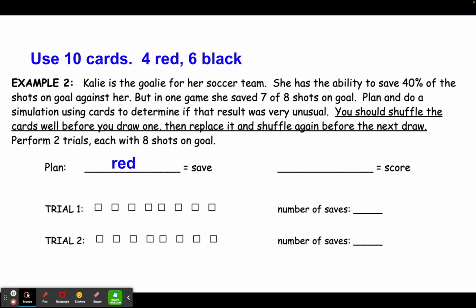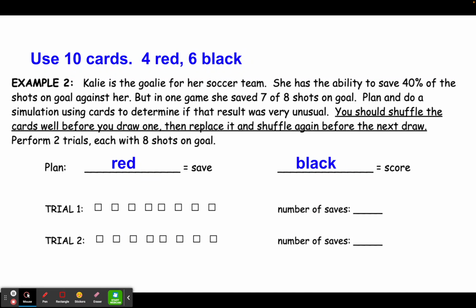So we're going to say that choosing a red card represents a save for Kaylee, and choosing a black card represents a score on her. And this is a situation where we could not use a coin toss, because coin tosses can only be used in situations where it's 50-50. Here we have to do 40-60.